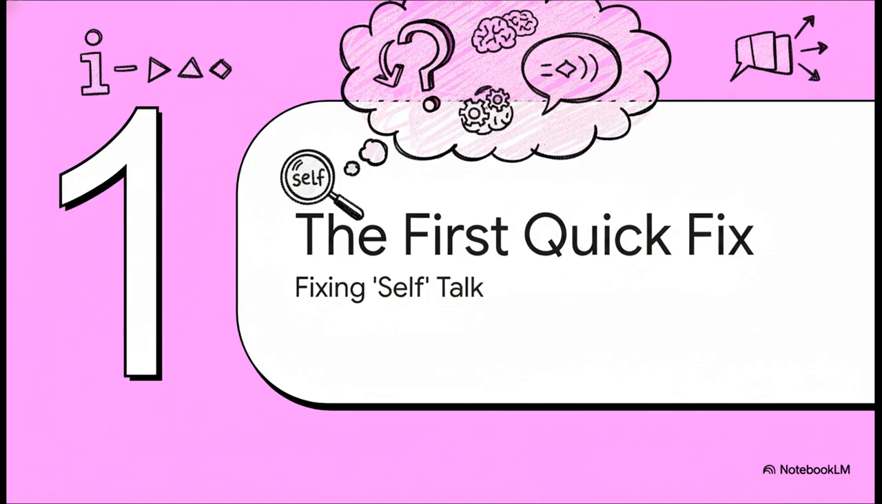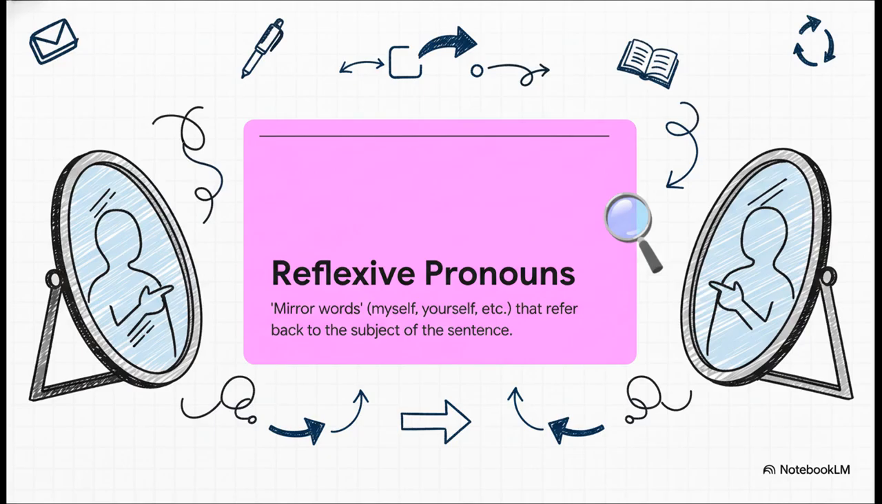This one is all about how we talk about doing things by ourselves. I like to call it fixing your self-talk, and it's all about getting to know one particular type of word. And here they are: reflexive pronouns. The absolute easiest way to think about these is to call them mirror words. Words like myself, yourself, and itself always reflect back to whoever or whatever is doing the action in the sentence. It's like they're looking in a mirror.